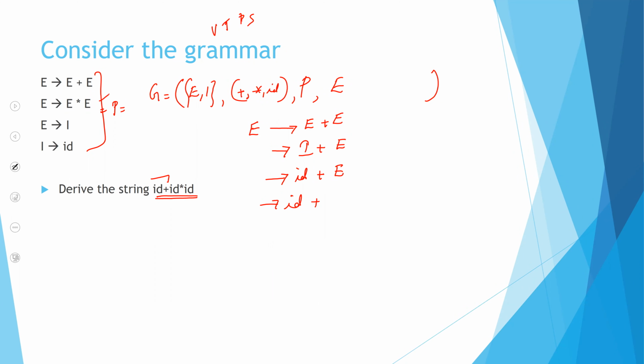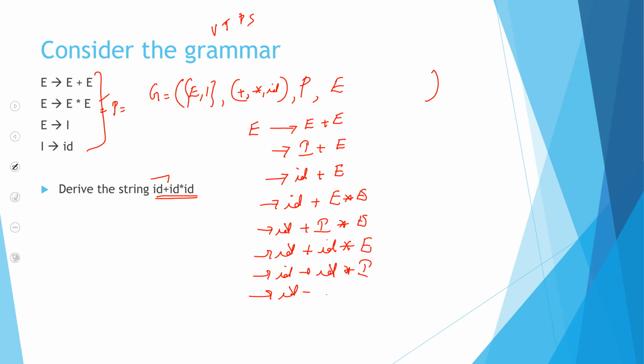E can also take the form E into E. ID plus I into E. ID plus ID into E. ID plus ID into I. ID plus ID into ID. That's proved. So normally when you derive, you have two arrows. Single arrow is for production. Okay, so you have derived the string ID plus ID into ID.